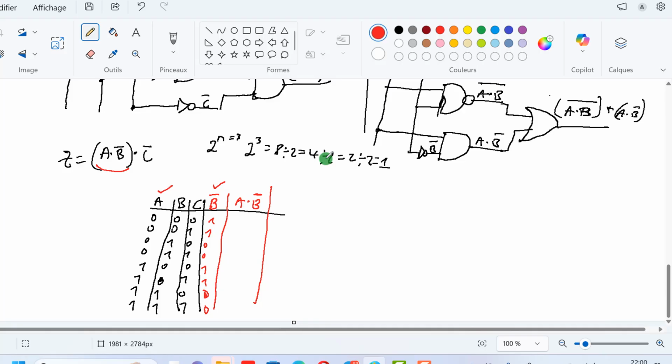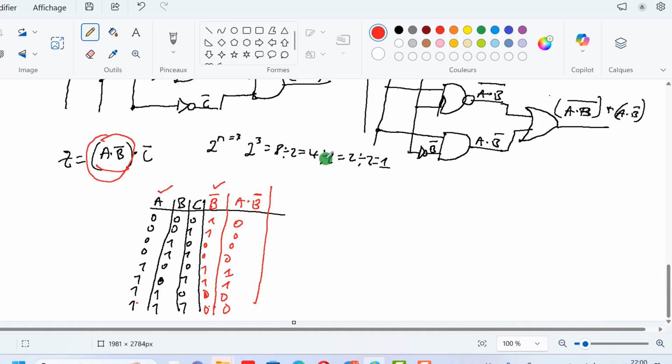So here I'm having 0, 1. So automatically it is 0, because 0 times 1 is 0. So here 0, 0, 0. Now you analyze here, you have 0, 1, you have 1, 1, so here is 1. Now here you have what? 1, 1 also, here is 1. Here you have 1, 0, 1 times 0 is what? Is 0. So this is my A dot B bar.